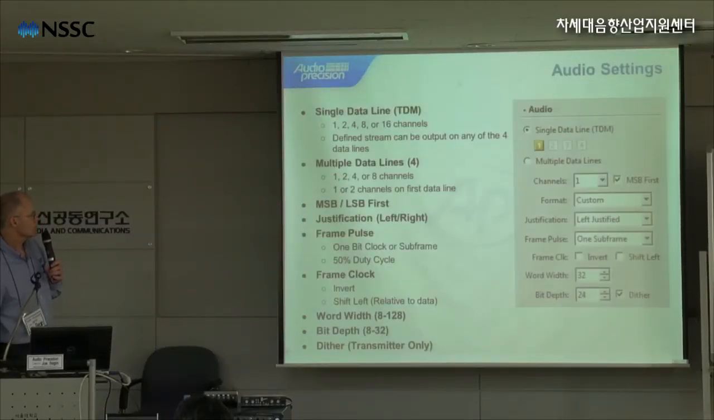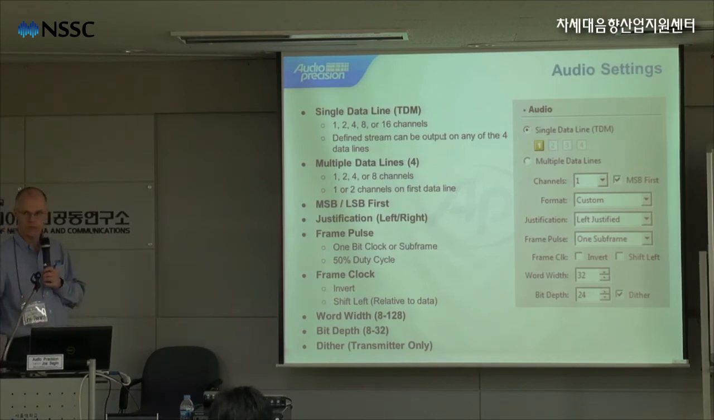Now in terms of audio settings, we can use a single data line, which is sometimes called TDM. This can have 1, 2, 4, 8, or 16 channels. And the defined stream can be output on any of the 4 data lines. So one of the ways to use it is you can set up to 64 channels that you can generate 16 channels at a time just by switching the active data line that you're using. So it's a little bit like an audio switcher in that sense.